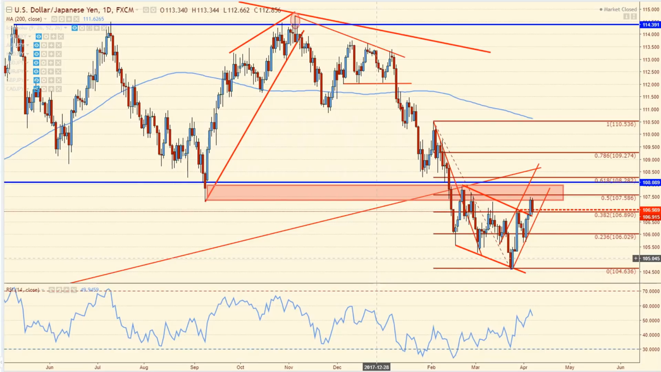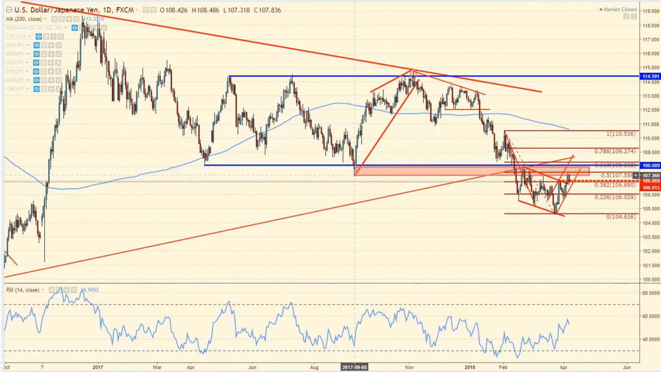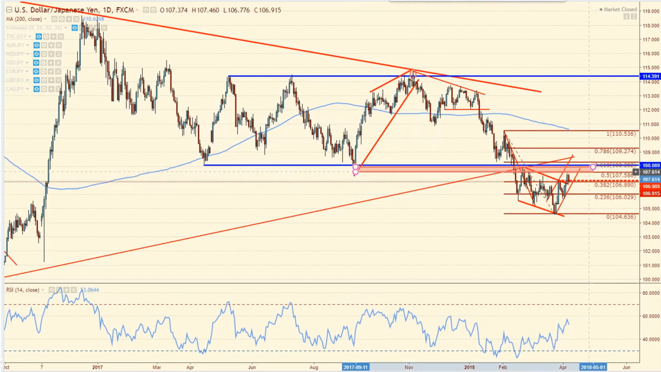If dollar strength came through, we would probably see the yen outpace the dollar. Now, the dollar yen had a pretty important rejection on Friday. We came right into the resistance zone, which is the shaded area here in red. You can see it. That's what I call the resistance zone.